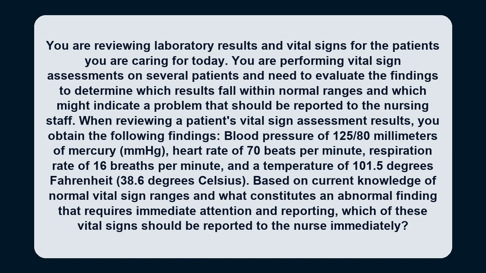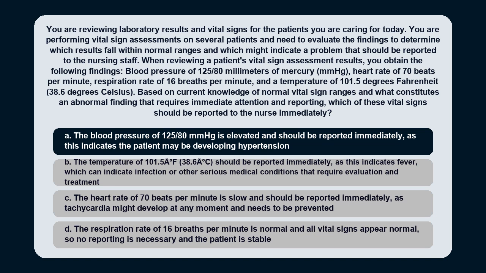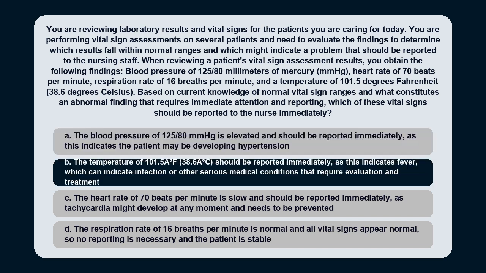Based on current knowledge of normal vital sign ranges and what constitutes an abnormal finding that requires immediate attention and reporting, which of these vital signs should be reported to the nurse immediately? Option A. The blood pressure of 125/80 mmHg is elevated and should be reported immediately, as this indicates the patient may be developing hypertension.